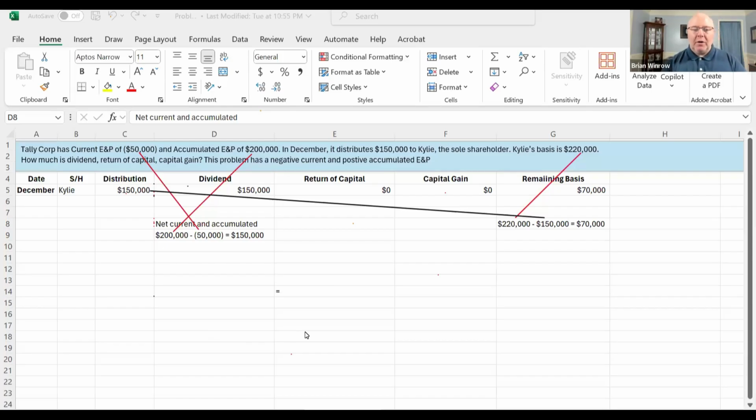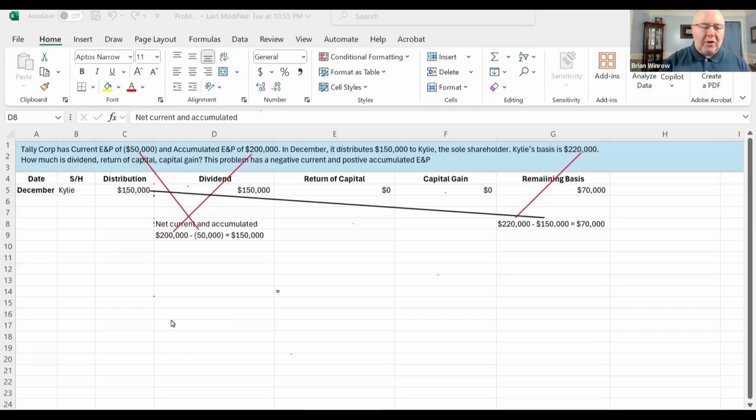All right, guys, so here we are. We're doing the amount where we have to net. So if we look at this, we're going to have Tally Corp as current E&P with a deficit of $50,000, or a negative amount of 50,000. Accumulated E&P has a positive amount of 200,000. In December, it distributes 150 to Kylie, the sole shareholder. Kylie's basis is $220,000. How much is dividend, return of capital, and capital gain?